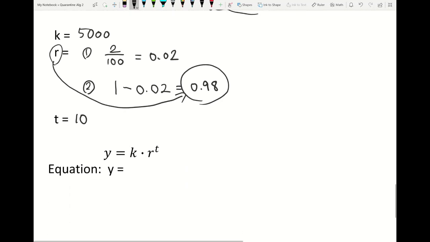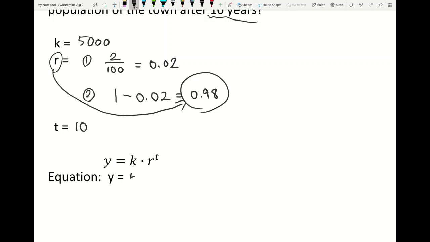So let's plug into the equation. So 5,000 people times 0.98 to the 10th power. So let's take out your calculator and do that. I get 4,085. The unit will be people. We're talking about the number of people in town. Okay.